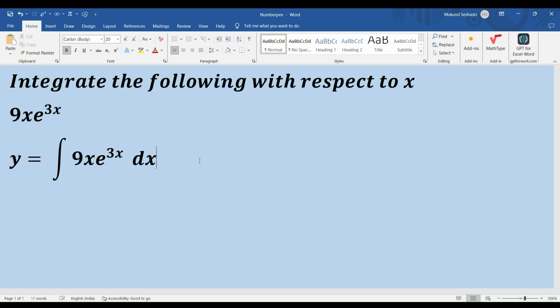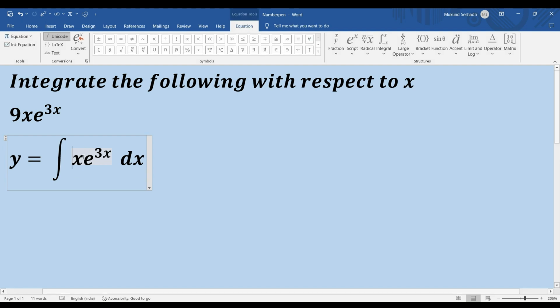And when I notice my y, I have a 9, I have an x, I have an e to the power 3x, and then I have a dx, right? So I can pull out my 9 because 9 is a constant. y equals 9 times the integral of x into e to the power 3x dx, right?